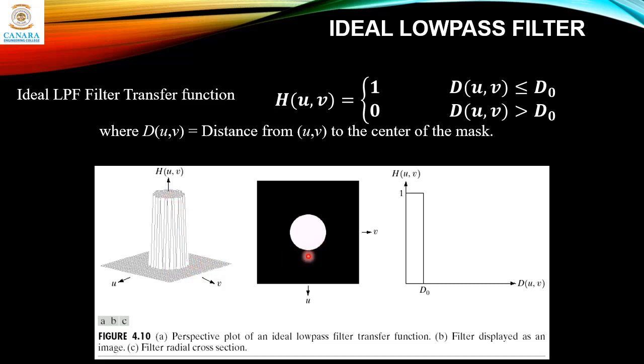Now what's happening here is, we are passing the frequencies which lie within this range, and anything beyond this, anything represented in black, is cut off. That's what we mean by this ideal LPF. And the transition from high to low is sudden. There's a step change. It isn't smooth because it's an ideal LPF.